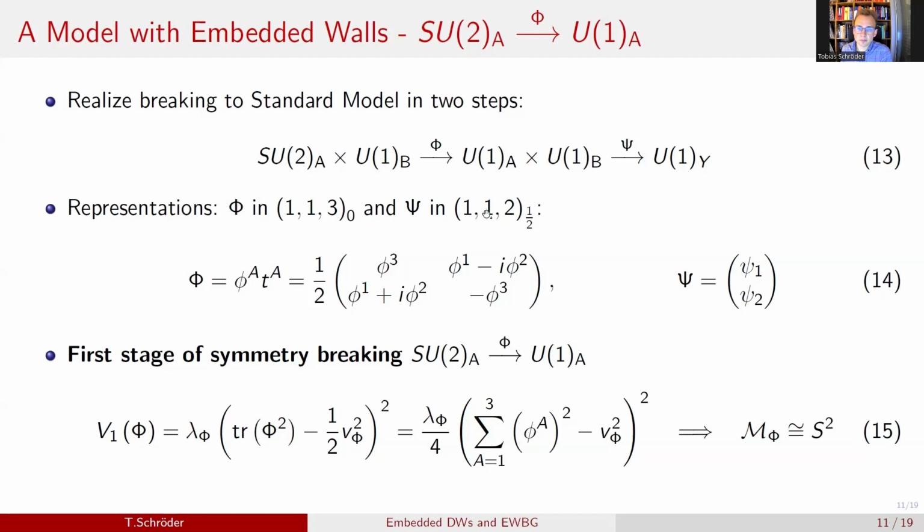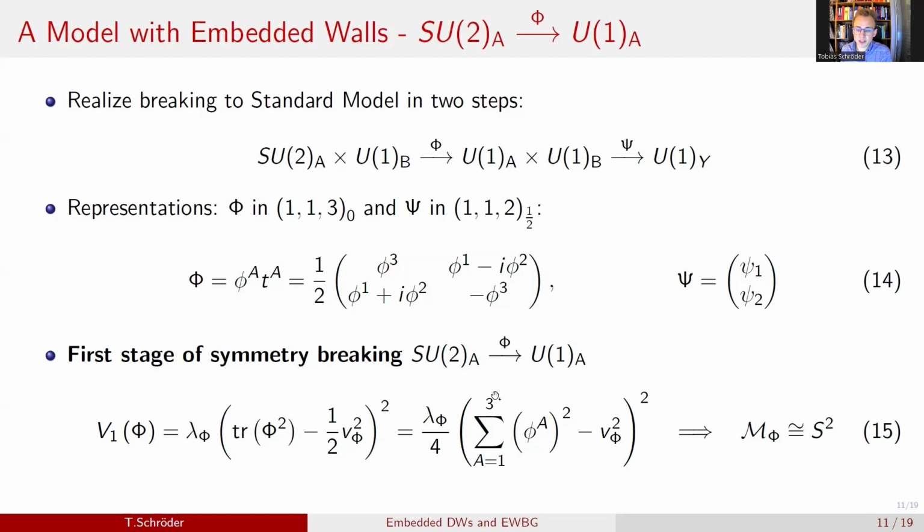and SU2L. We can write phi in terms of three real scalar fields, phi 1 to 3, here contracted with the corresponding generators T1 to T3, and we can write the Higgs doublet psi in terms of two complex scalar fields psi1 and psi2. Let us now start with the first stage of symmetry breaking, where we break SU2A to U1A. We can do so with the potential for the Higgs triplet as given in equation 15.